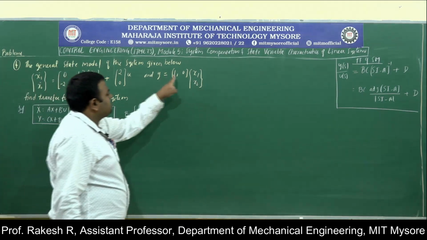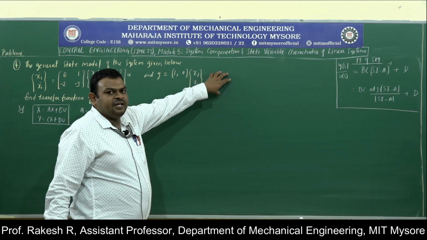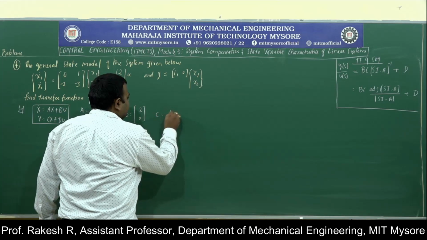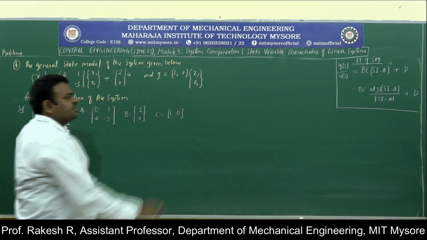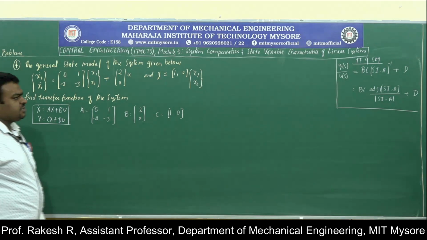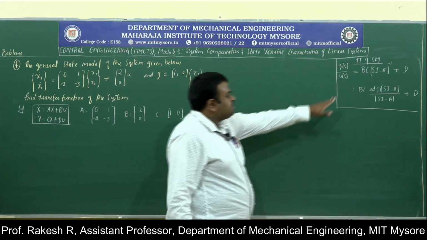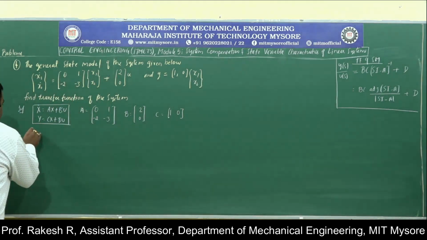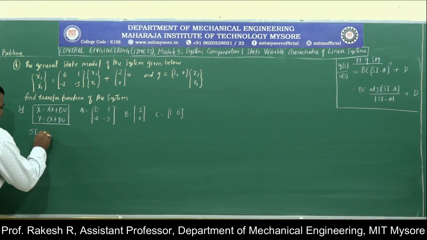Then y is equal to Cx plus Du. There is no D term here. D is equal to 0. Only thing is C, 1, 0. First let us try to calculate (sI minus A) inverse. First I will be calculating the matrix sI minus A.